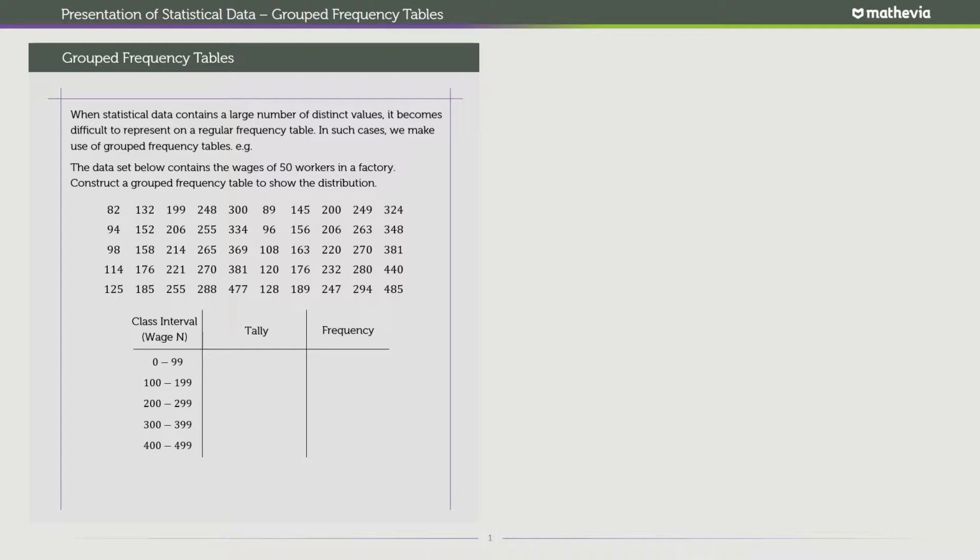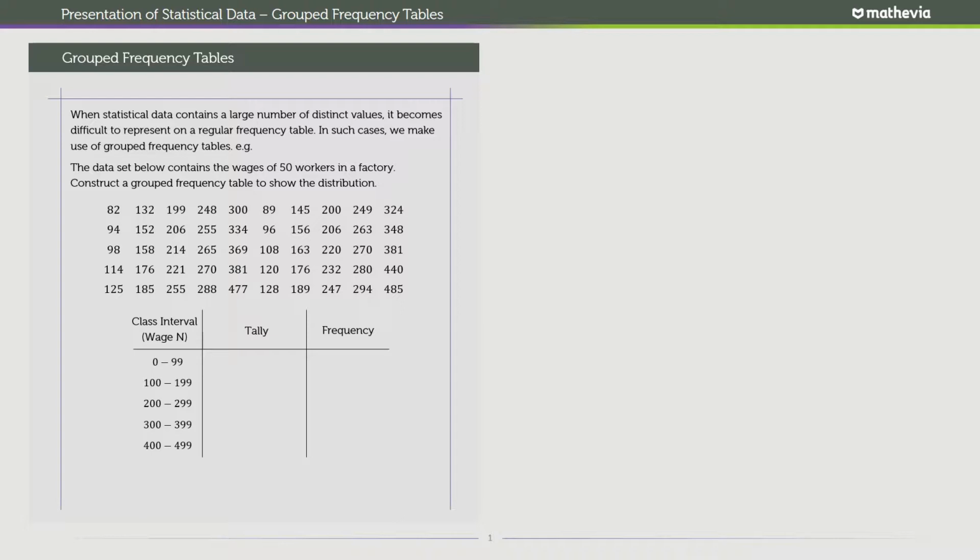So as opposed to having 50 values, and then frequency would just say 1 for each of them, we actually group them into 5. All right, and from this point on, we just follow the regular system.